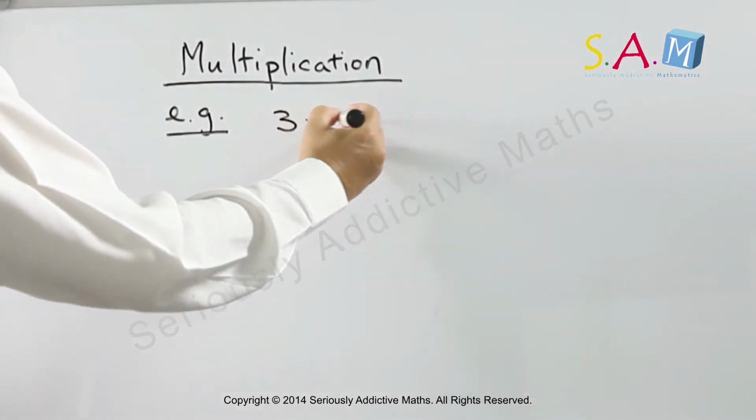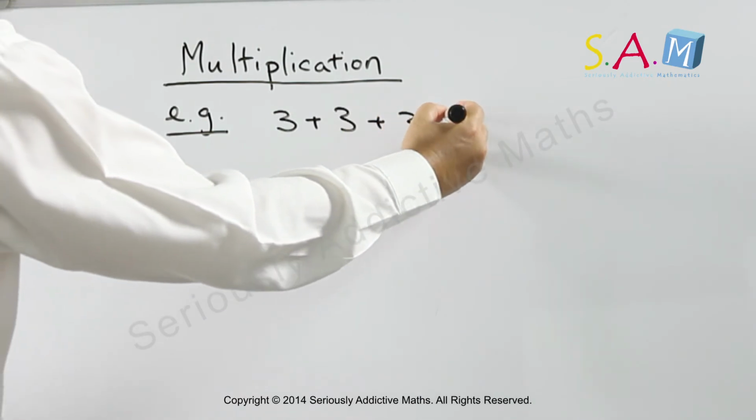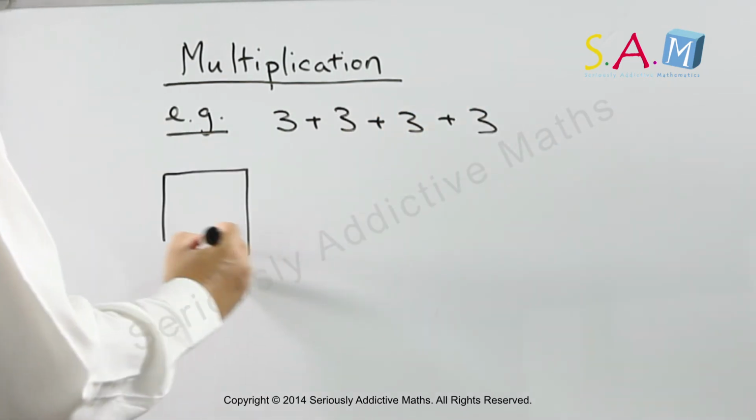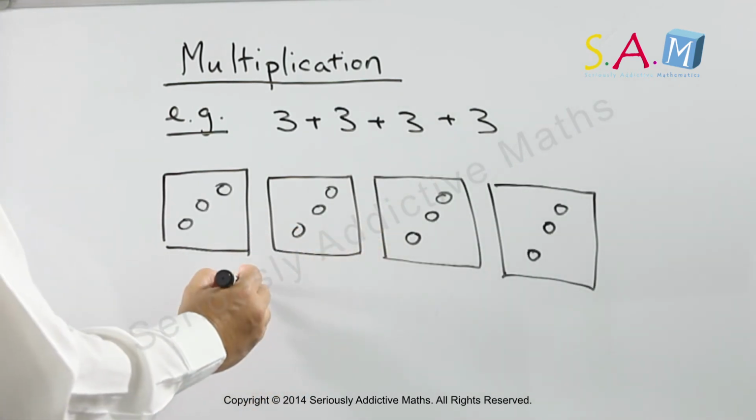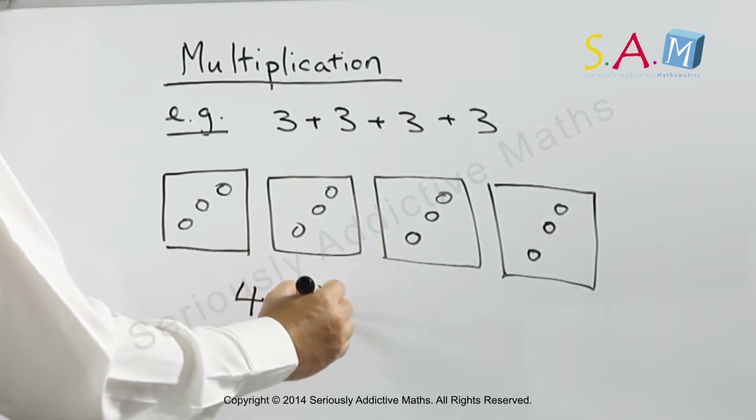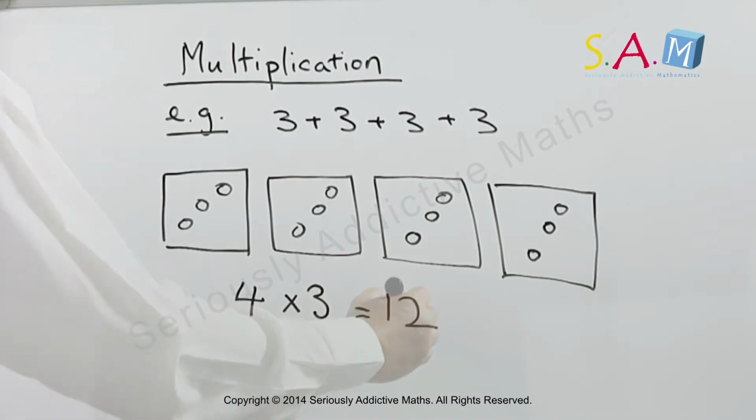3 plus 3 plus 3 plus 3. I have here 4 groups of 3. This is also known as 4 times 3. I get 12.